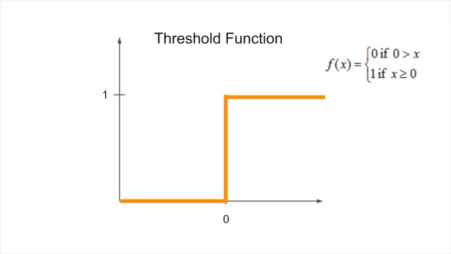One type of activation function is called a threshold function. On the x-axis, there's a sum of the weighted values, and on the y-axis, there are the values from 0 to 1. The way this function works is by giving an output of 0 if the sum of the weighted values is less than 0, and an output of 1 if the sum of the weighted values is greater than 0. This function is most commonly used for yes and no scenarios.